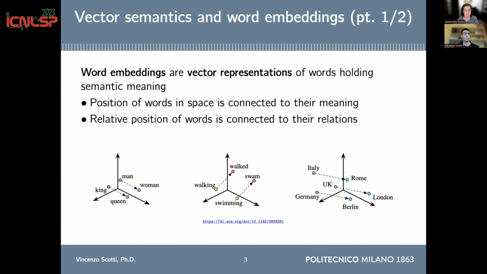Today we're talking basically about word embeddings, which are vector representations of words holding semantic meaning. I know that this is redundant knowledge that many of us already know, but I just wanted to point out a few things about them. Ideally in these embeddings, the position of words in space is connected to their meaning, and the relative position of the words is connected to their relation.